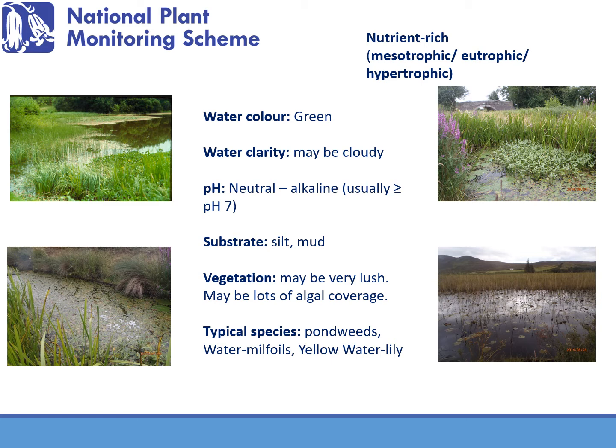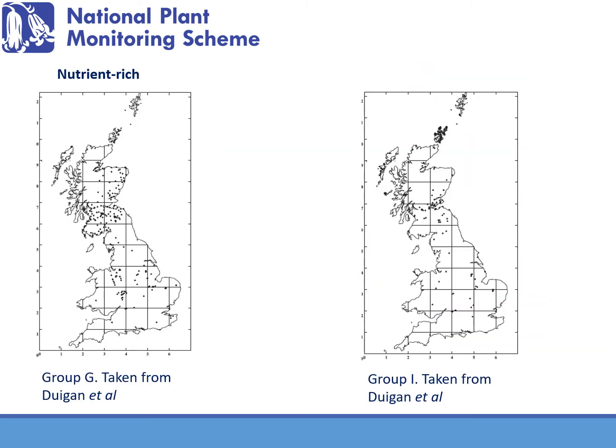The main substrates of these water bodies tend to be silts and muds or soft substrates. The vegetation might be very lush, and there might be areas of algae covering bits of the surface. Typical species include pondweeds, water milfoils and yellow water lily. And here we have some examples of where you might encounter nutrient-rich sites, and you can see they occur more around the lowlands and northeast coast of Scotland and occur further down into England and the southeast.